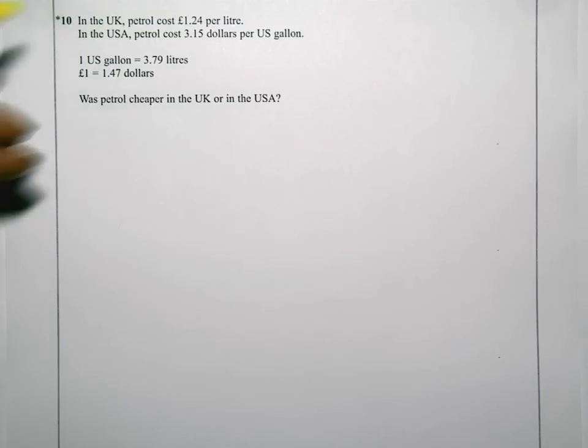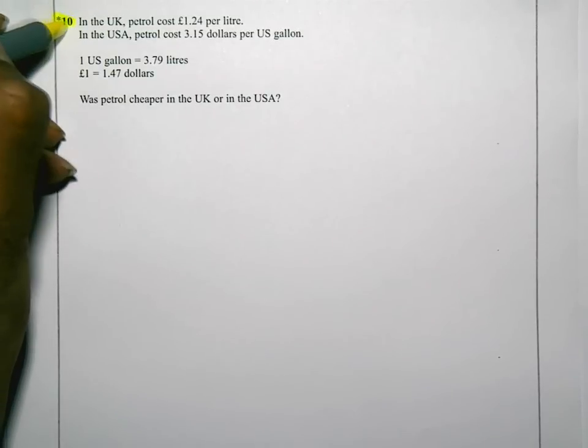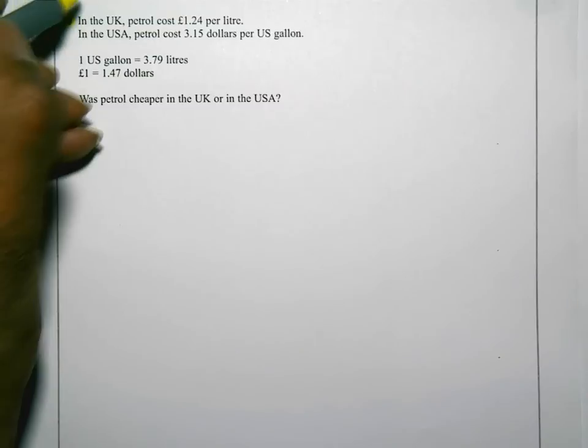Here's question 10 on the higher non-calculator paper. I notice first of all there's a star next to the question number, so that means there's quality of written communication marks for this question. I need to make sure I state everything clearly, right, and concisely.